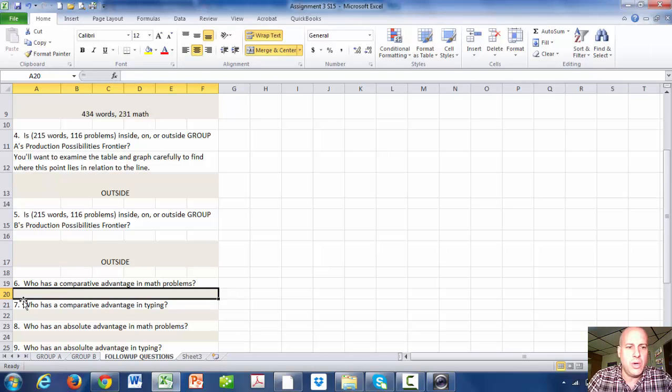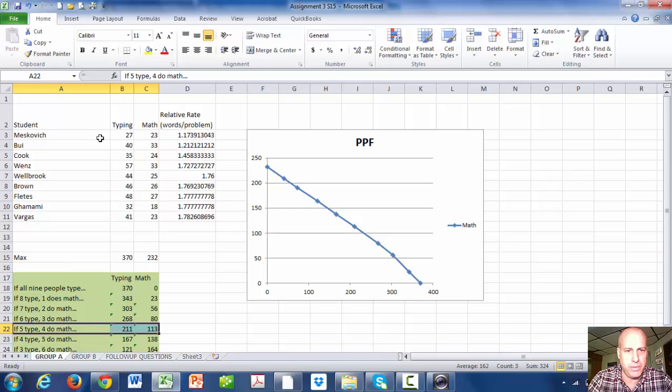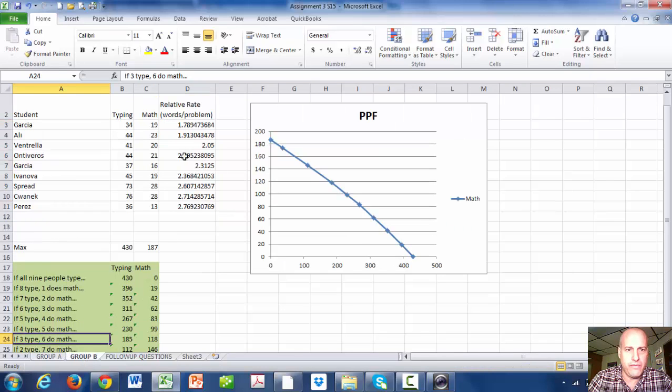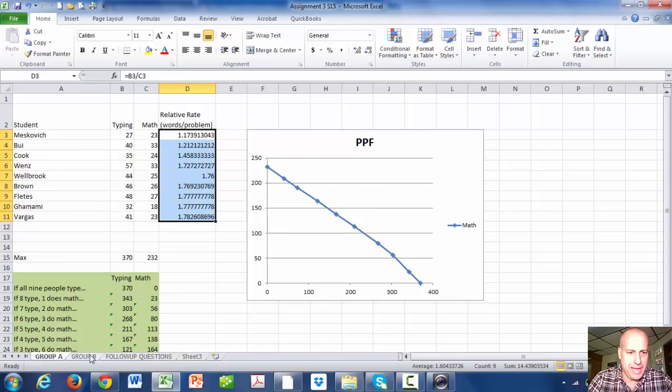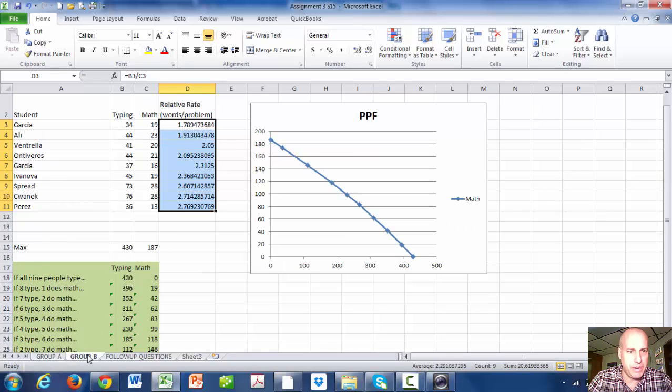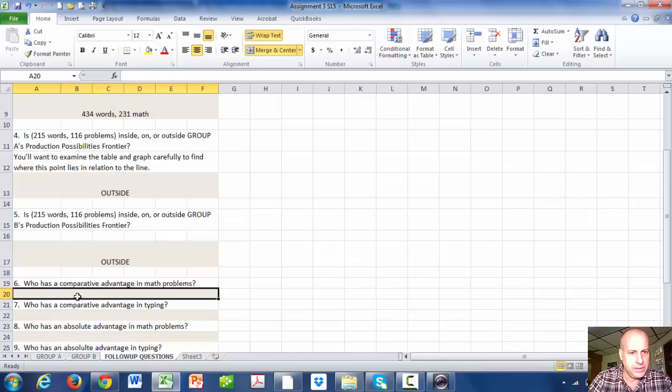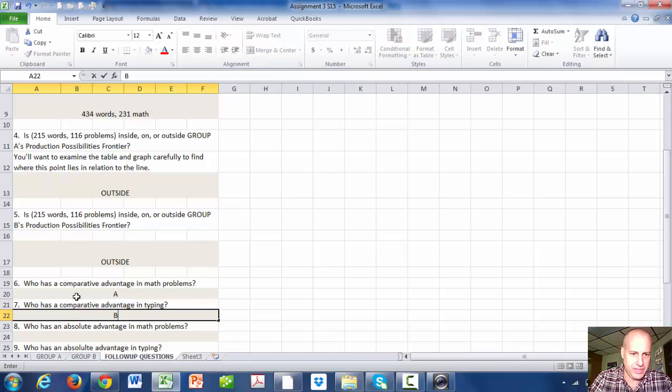Now the question says, who has a comparative advantage in math problems? And the way that the people are split into groups, we've got essentially all of the relatively slow typers in this group, and all of the relatively fast typers as measured by their relative rates in the second group. So Group A is all the people who are relatively better at math, and Group B is all the people who are relatively better at typing. So A has a comparative advantage in math problems. B has a comparative advantage in typing.